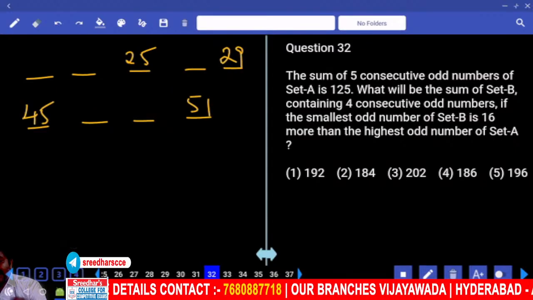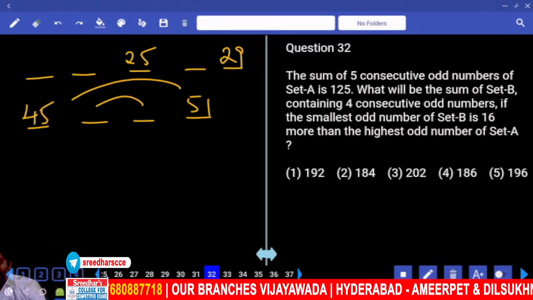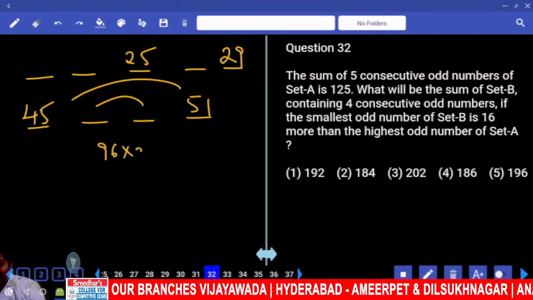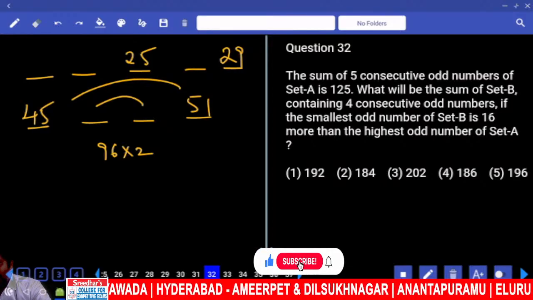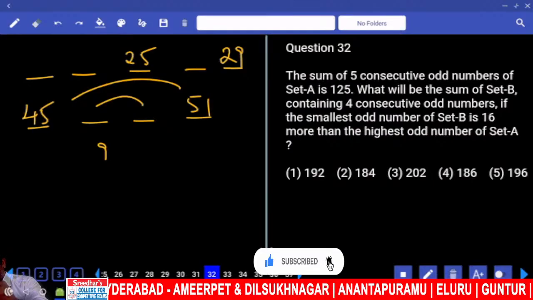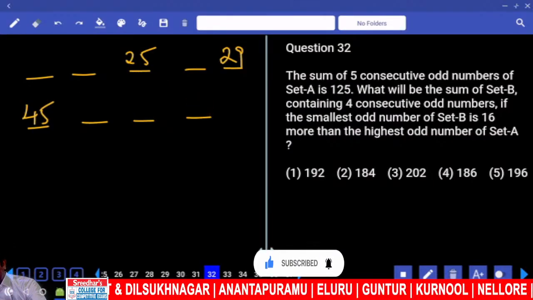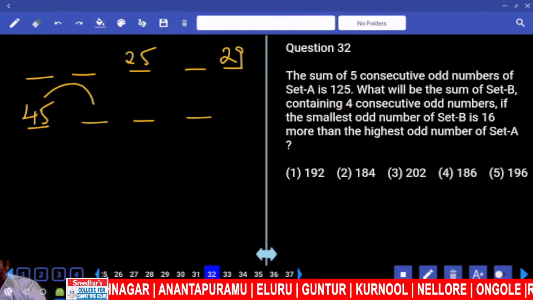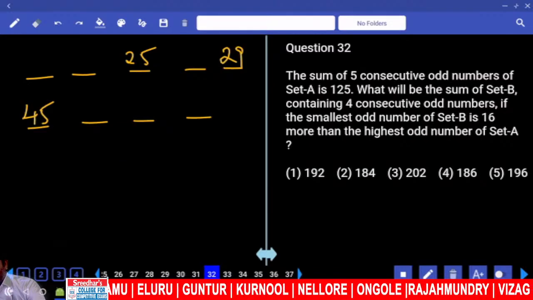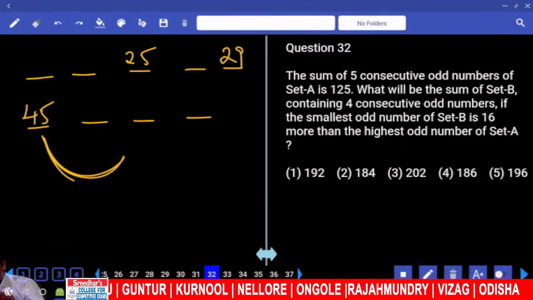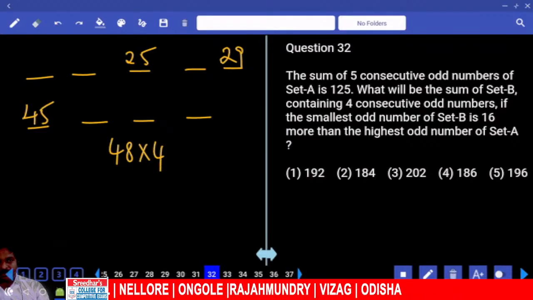Sum of first and last will be equal to the sum of second and third also. Sum of first and last is 96, into 2, 192. Got it? Otherwise, calculate average multiplied by 4. That is another way. Difference between these two numbers, 2. Difference between this number and the middle number, 1. Difference between first number and middle number, 3. That will be 48. Sum is 48 into 4.